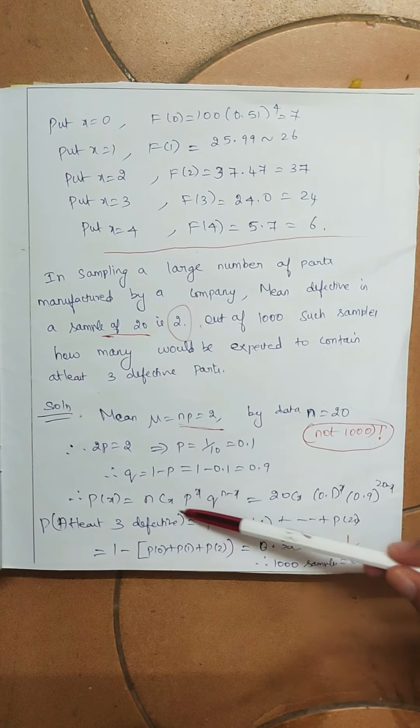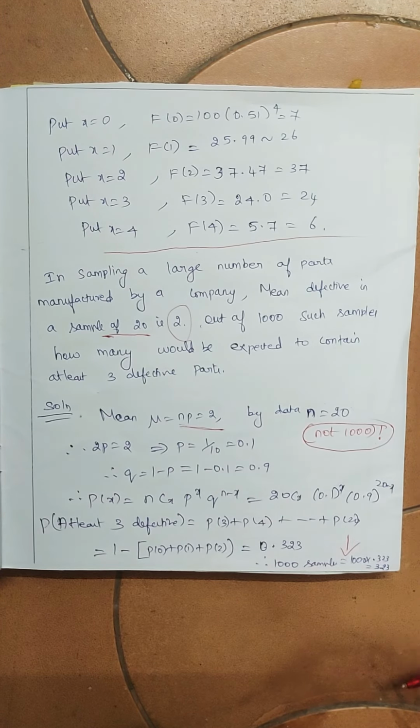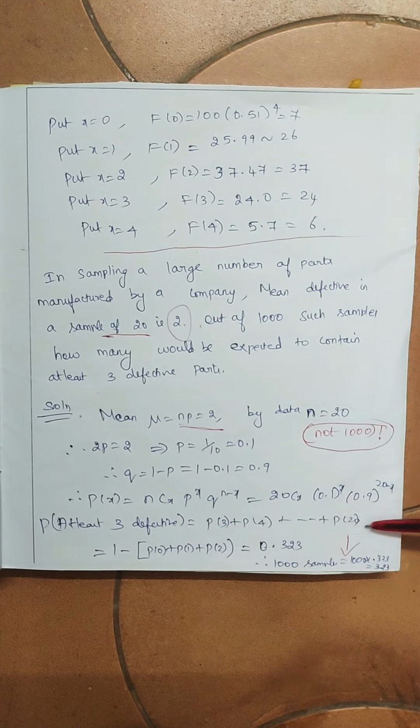What is P of x? nCx, this is the formula for binomial: nCx p power x q power n minus x. n is 20, so 20Cx, 0.1 power x, 0.9 power 20 minus x. That's it. Now your question is at least 3. At least 3 means it could be even more than 3. So probability of 3, 4, 5 till 20. Till 20 it's tough to write.